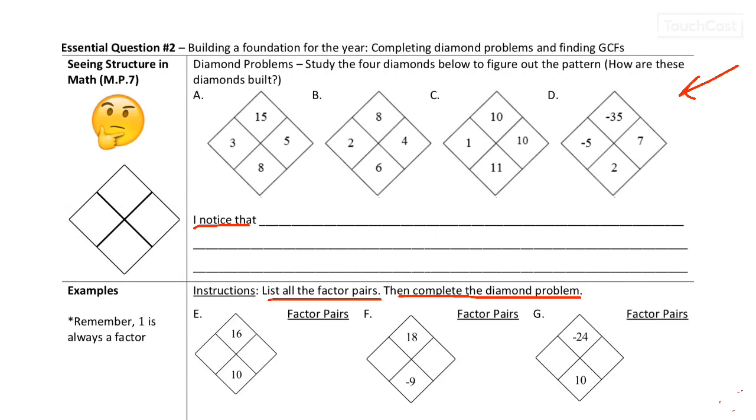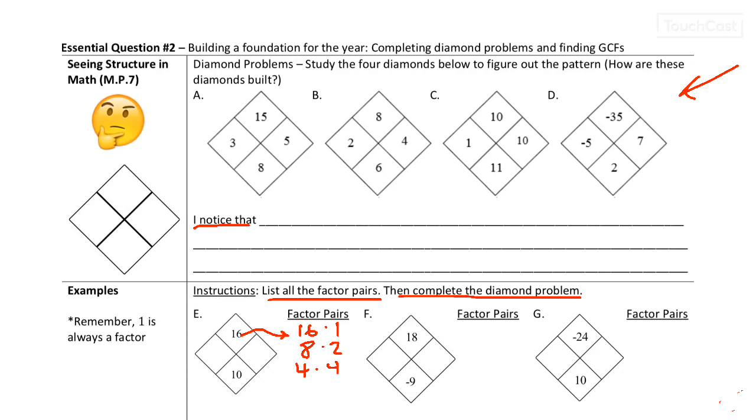So this top number in example E here, 16, is a number that we want to use to find our factor pairs. So what we're trying to figure out is what multiplies to 16. So we want to know of all the things that we can figure out, or all the factor pairs we can figure out to multiply to 16. So we're going to go ahead and list all the factor pairs of 16. So let's go ahead and start listing them.